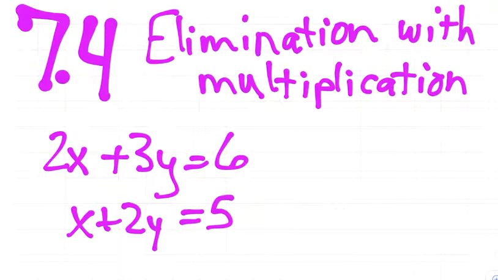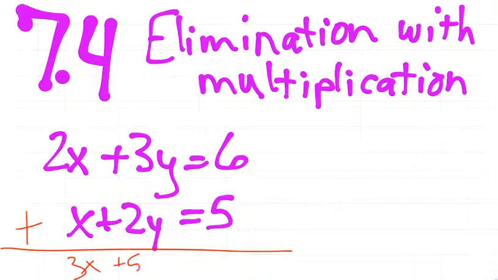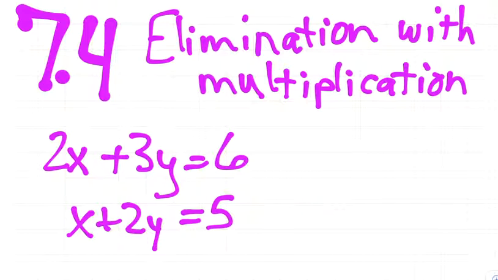So the last section we had in 7.3, we were able to either add down to see things eliminate, or we were able to subtract down and see what would happen. However, that's not always going to work. And so in section 4, what we have to do is we're going to have to multiply first. So we want to choose a variable to eliminate. In this case, I'm going to choose to eliminate x.